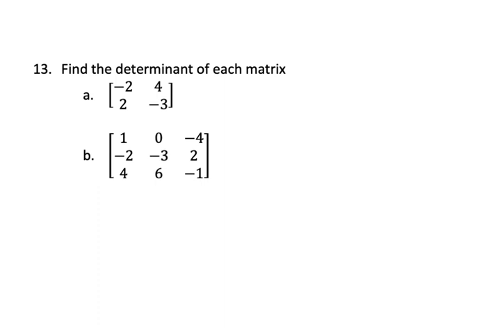Okay, for part A, the determinant of a 2 by 2 matrix is just A times D minus B times C. So it's 6 minus 8, which is negative 2. For part B, I'm going to use the method that was presented in class. I'm going to copy the two columns here on the right side of the matrix.